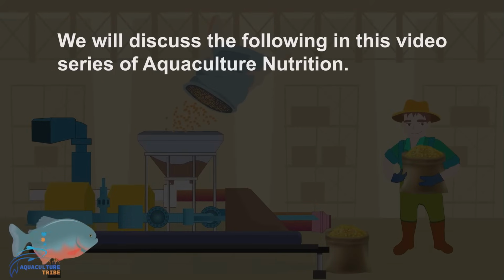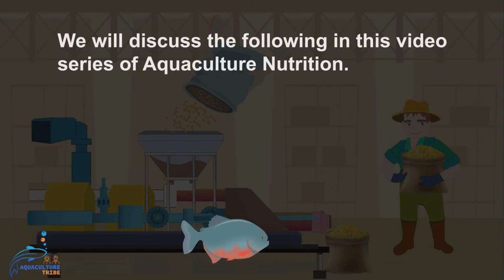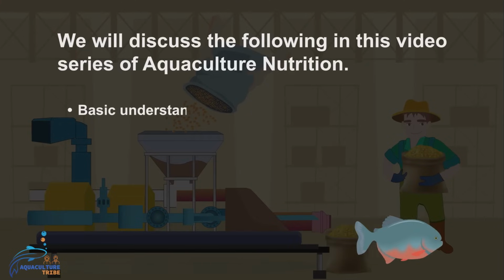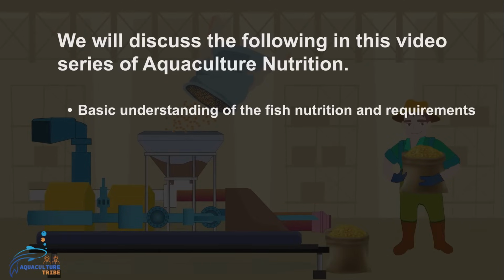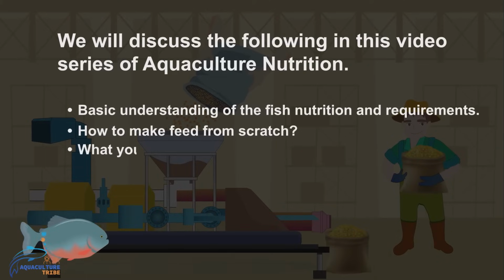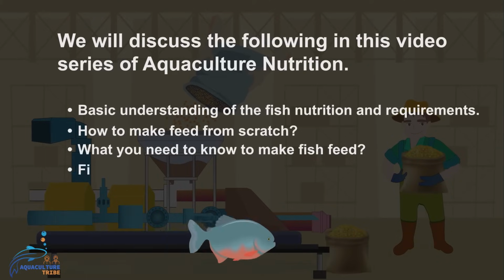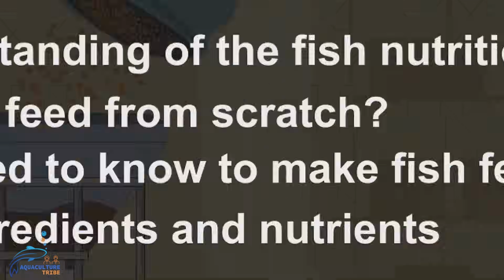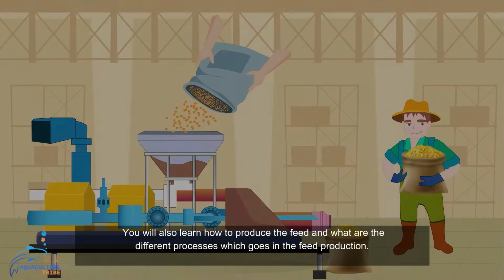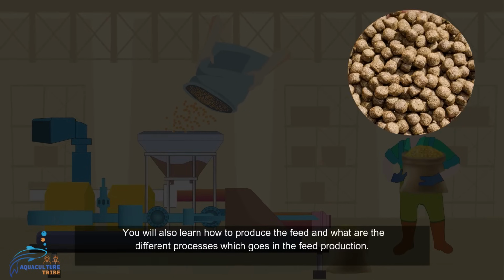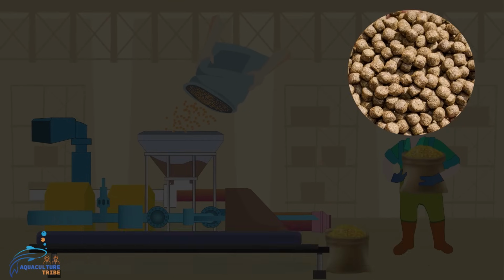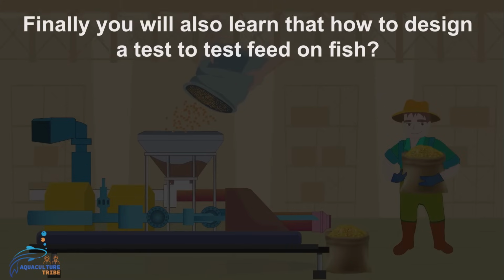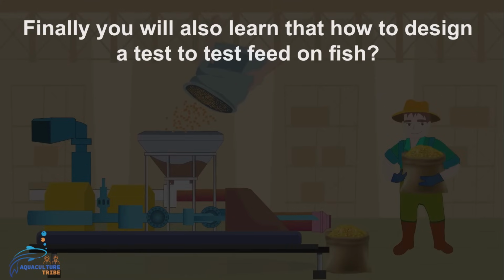We will discuss the following in the video series of aquaculture nutrition. Basic understanding of the fish nutrition and requirements, how to make feed from scratch, what you need to know to make fish feed ingredients and nutrients. You will also learn how to produce the feed and what are the different processes which go into the feed production. Finally, you will also learn how to design a test to test feed for the fish.